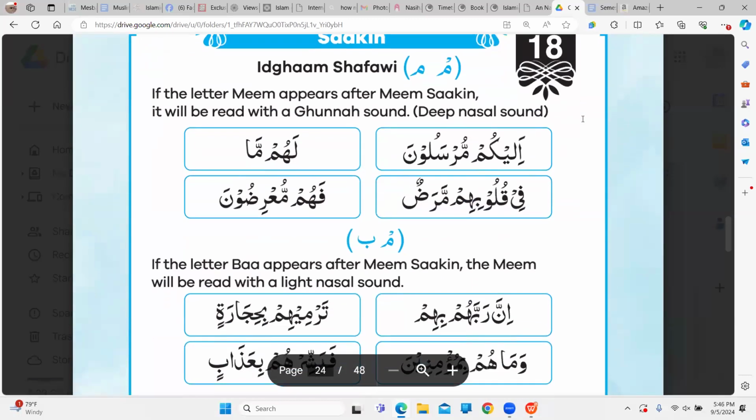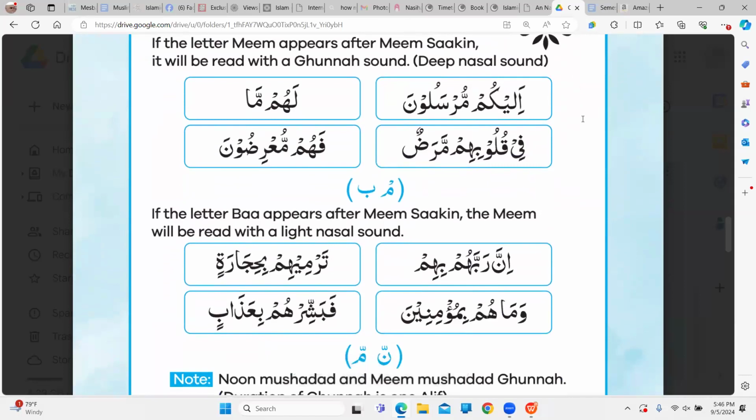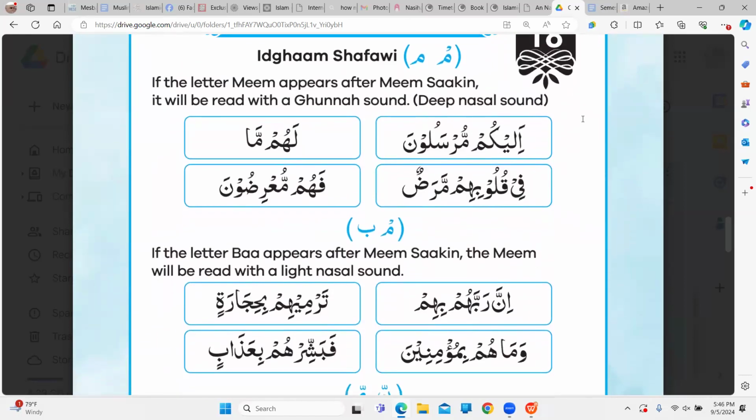Okay, let's go on to idgham shafawi. Yeah, so we're saying, what is the rule of idgham shafawi? Idgham shafawi, if after meem sakin another meem appears, we do ghunna. That is the rule of idgham shafawi. So they're going to say lahum, right? Lam fatha la, ha dhamma hu, meem sakin hum, lahum.